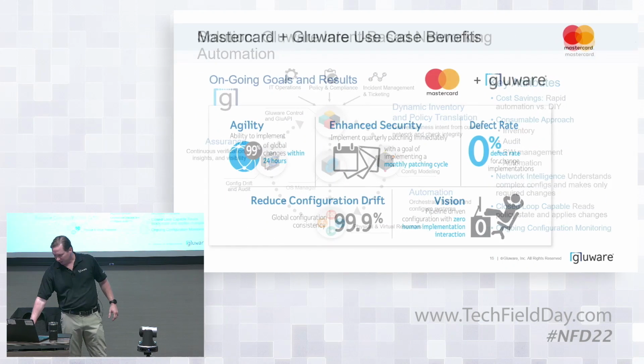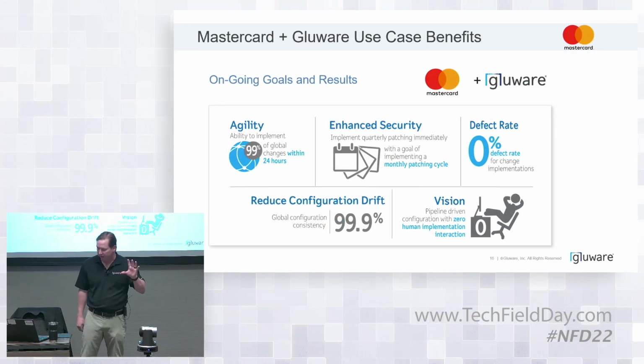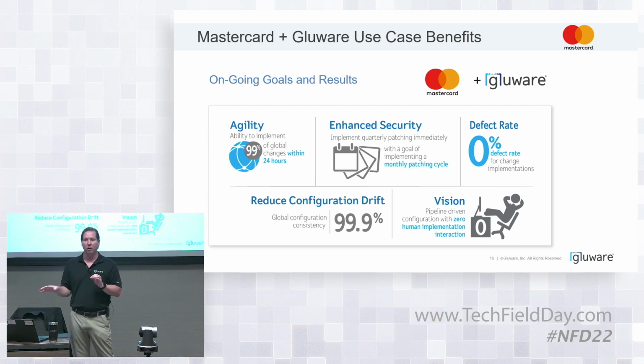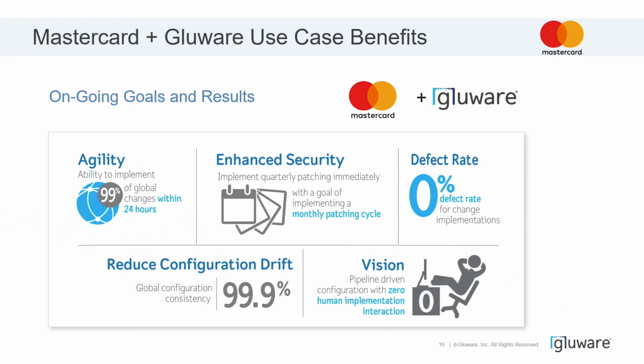So I'm going to skip through this, but just to get to the results, they shared this at ONUG Spring last year, and they're on track with all these metrics, with changes within 24 hours, enhancing security by being able to do monthly patches, and a 0% defect rate, meaning when they make a change, is it a reliable change? Reducing config drift, right? This is that standardization. You want to standardize, and then someone makes a change or is troubleshooting and leaves in a command or forgets to put the ACL back on an interface. That never happens, right?